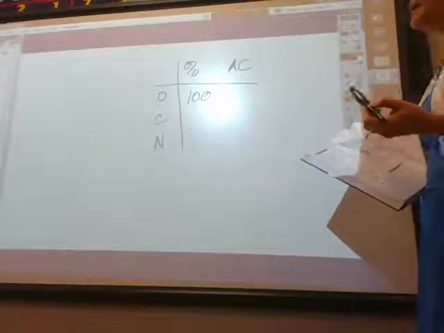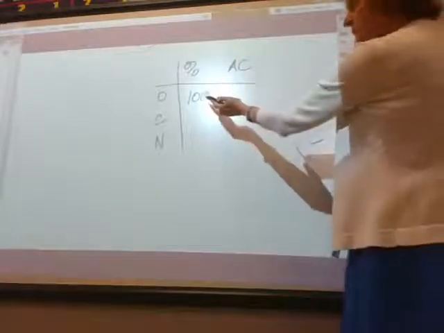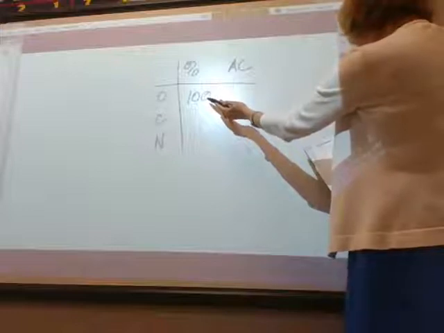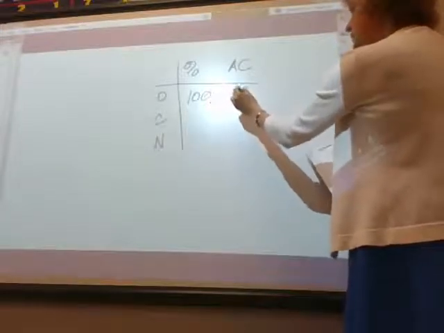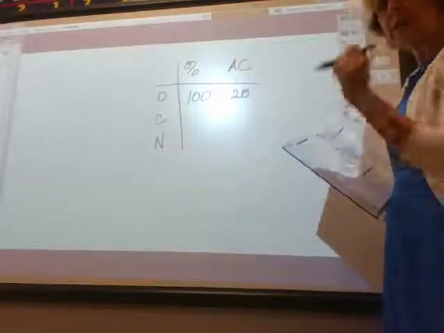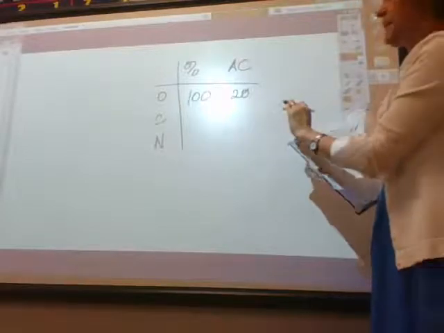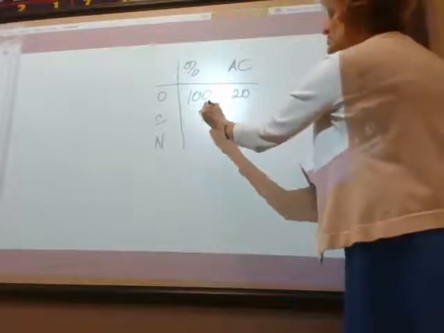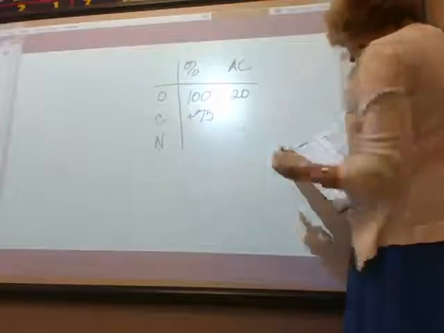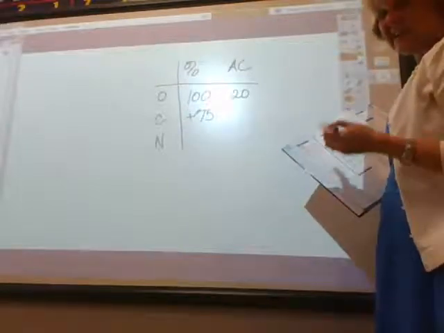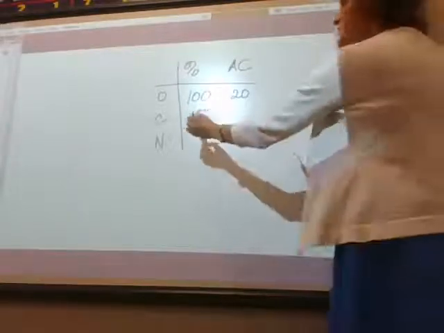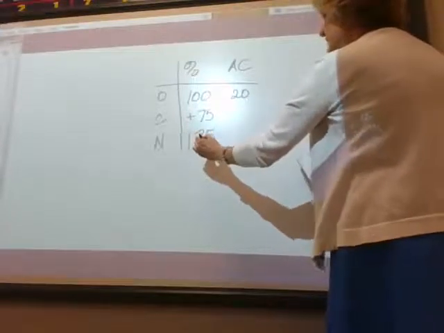Okay, so let's think about it. He buys it at 100%, right? And he buys it for $20. So that's the actual count of what the merchant bought the item for. He marks it up. He changes it by adding 75%. He's making a good profit there. So the new percent is 175.